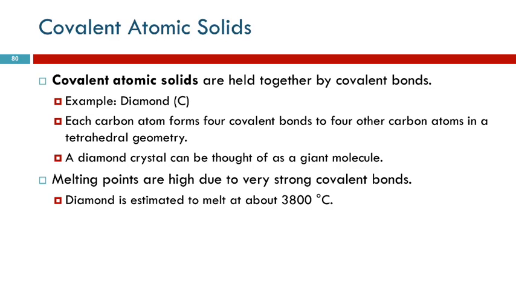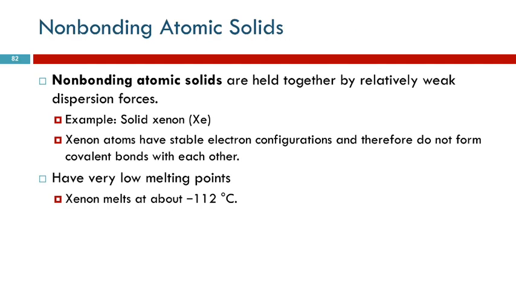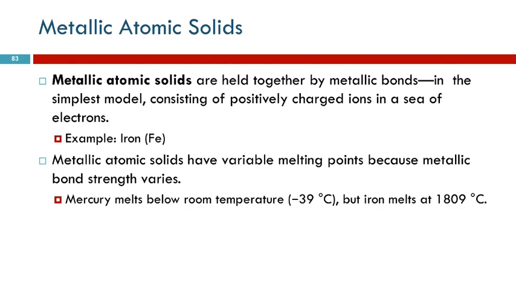You can read that. Here's a picture of a diamond and an illustration. The carbon atoms are bonded together. What makes a diamond different from the graphite in your pencil is that the way that these are bonded together is different. Non-bonding, metallic.